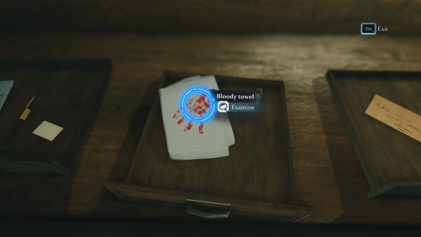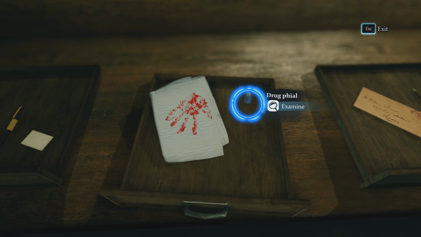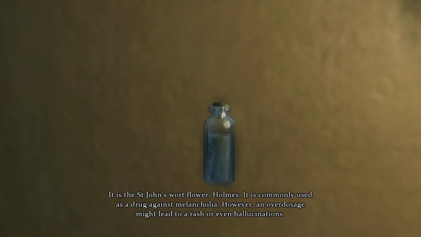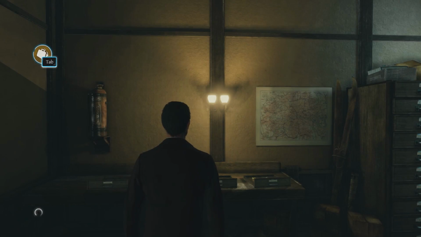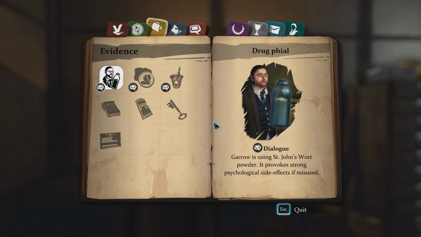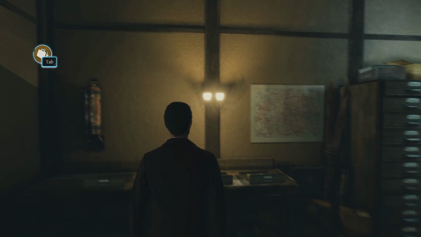So that's his stuff. Garrow's belongings. Oh, Garrow had the bloody towel. When Garrow found Sir Rodney dead, he wiped the blood upon himself. Never mind. I made a mistake. Okay. Drug file. Really? A file with herbs. Do you know what it is, my dear fellow? It's the St. John's wort flower, Holmes. It's commonly used as a drug against melancholia. However, an overdosage might lead to a rash or even hallucinations. Wow. You knew that just by looking at it with your naked eye, Watson? I'm impressed. But Watson is pretty darn amazing. Garrow is using St. John's wort powder. It provokes strong psychological side effects if misused.